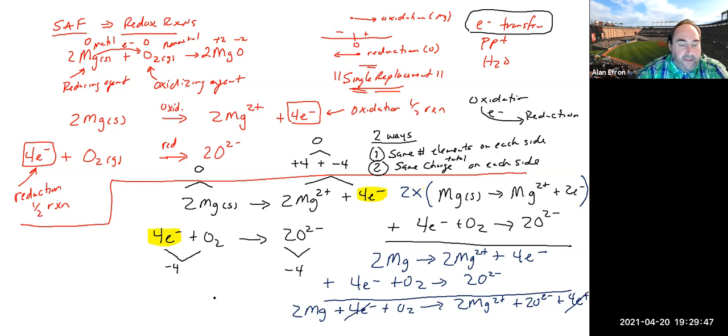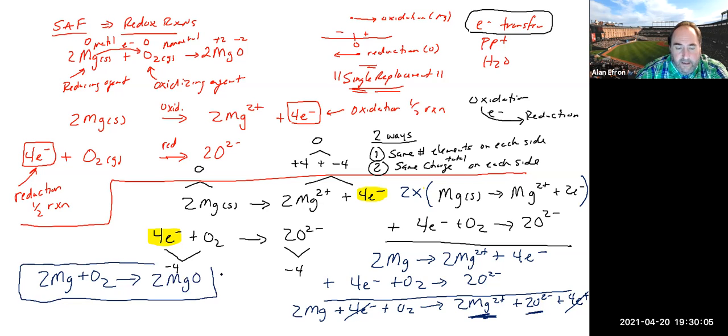And what we will be left with is the overall reaction at this point of 2 magnesiums plus oxygen. And when these 2 magnesium ions get near these 2 oxygen ions, they're going to come together and form our magnesium oxide. Any questions on that there?